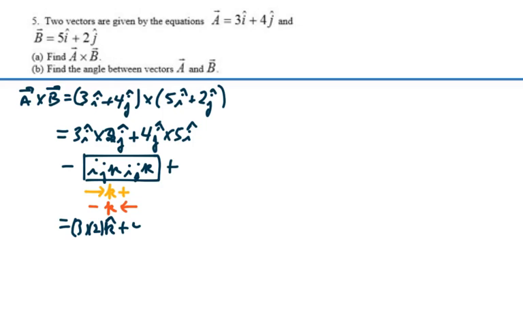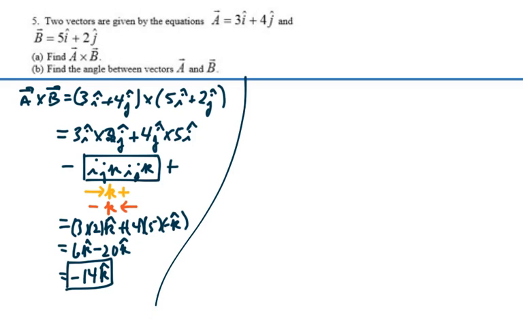plus 4 times 5 times a negative k. Or it's going to be 6k minus 20k, which would be a negative 14k. Okay? So, that's our cross product.